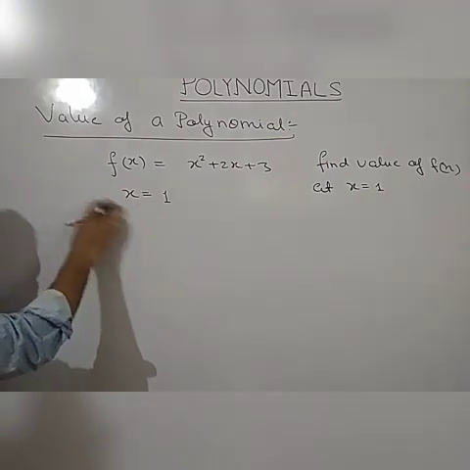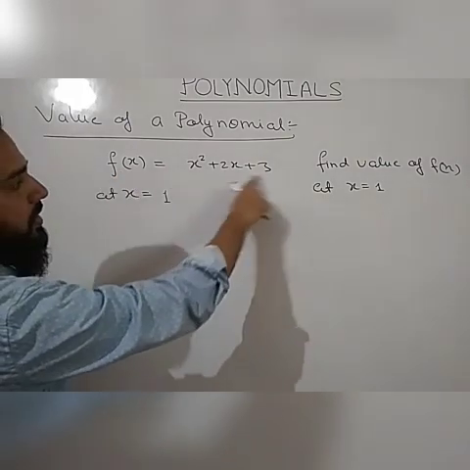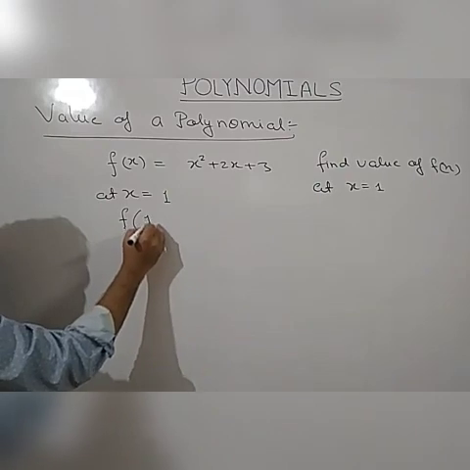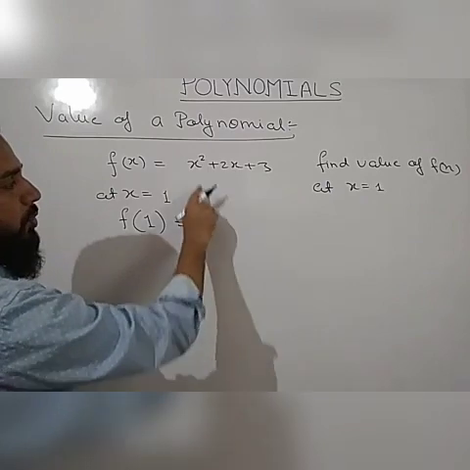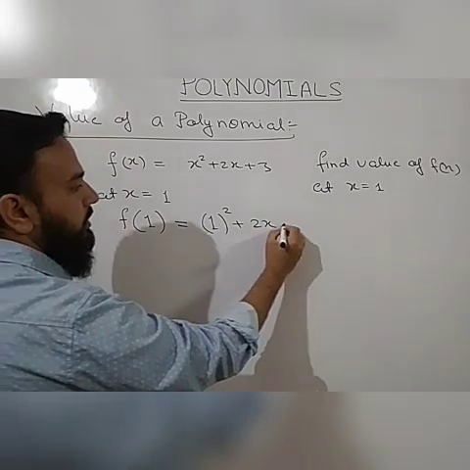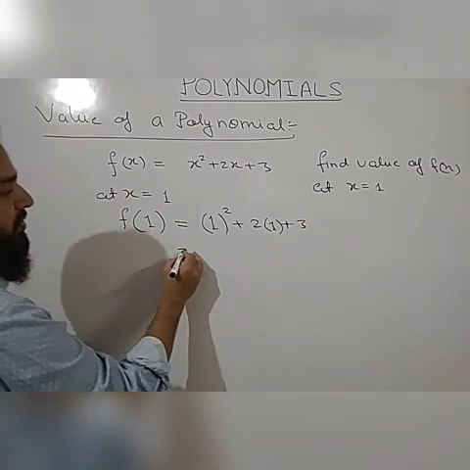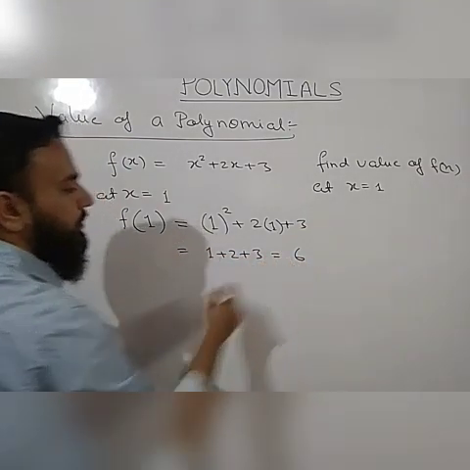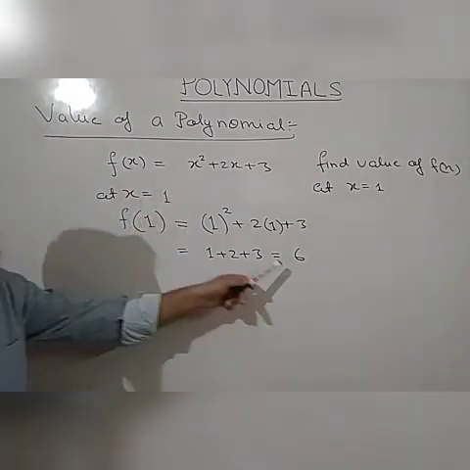So what will we write? At x is equal to 1, at the place of x in this equation we will put the value 1. So it can be written as f(1). It will be equal to, at all the places of x, put the value of x equal to 1. So it will be 1 square plus 2 into 1 plus 3. So what will be the answer? It will be 1 plus 2 plus 3, that will be equal to 6. It means the value of this polynomial at x is equal to 1 is 6.